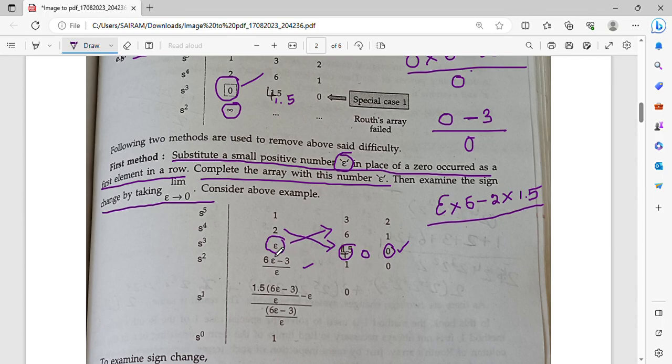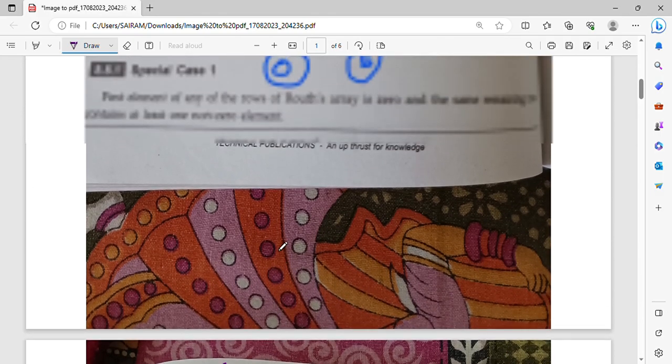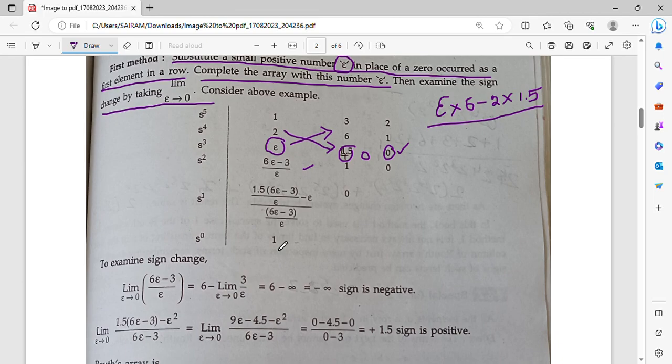If the first element of a row is 0, then you are supposed to substitute that first element of the row, which is 0, with e, right?